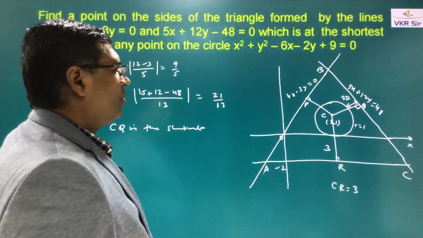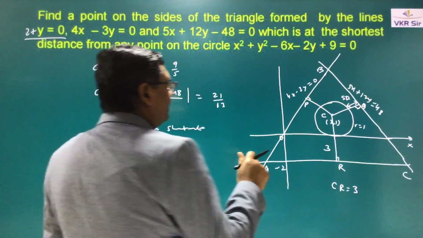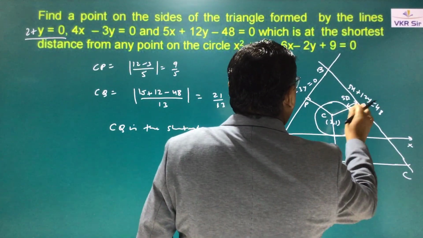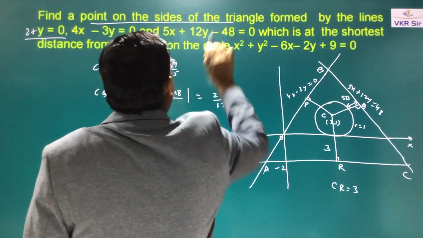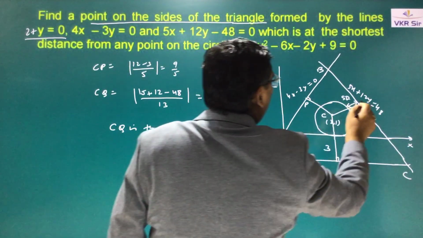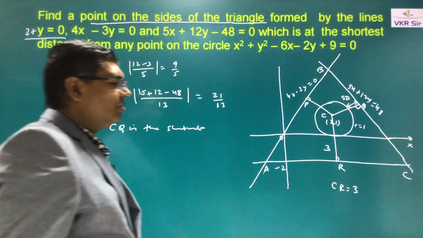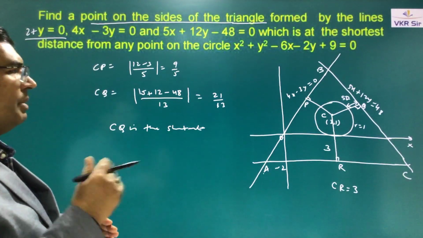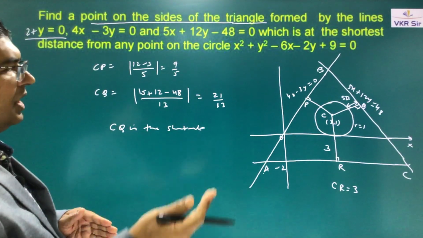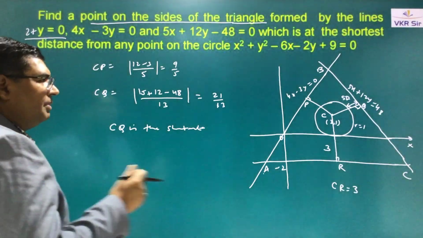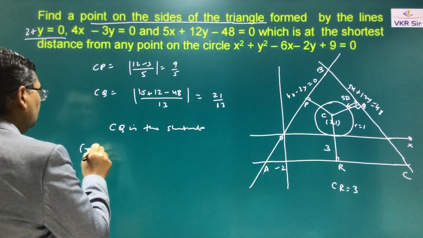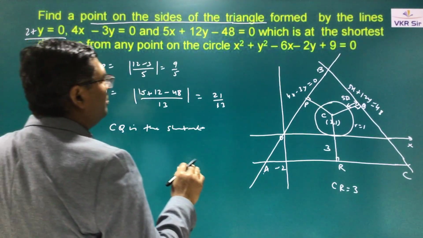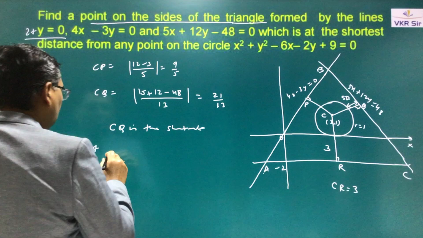All right. So which point are they interested in? Whether they are interested in the point on the circle or on the line. Let's find out. They want a point on the sides of the triangle. Okay. So sides of the triangle, they are interested in the point Q. So what we will do is, we will draw a perpendicular from C onto that line, and that will form our foot of perpendicular. So how do we calculate the foot of perpendicular? From C on the line 5x plus 12y minus 48 equal to 0.